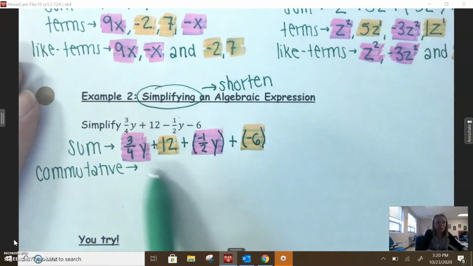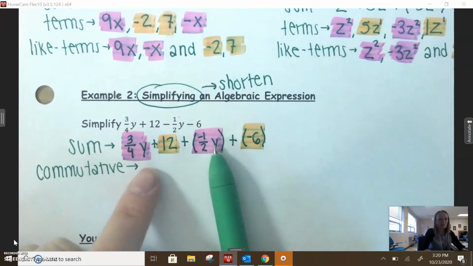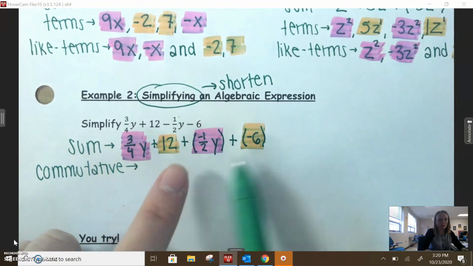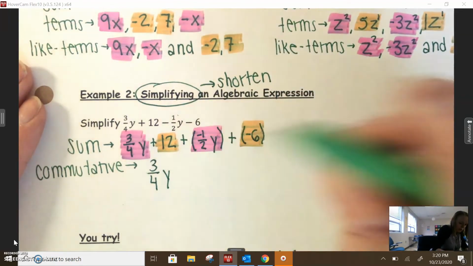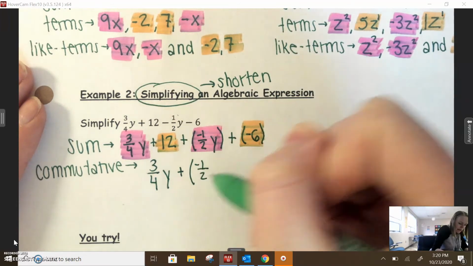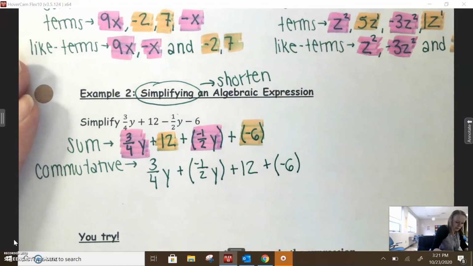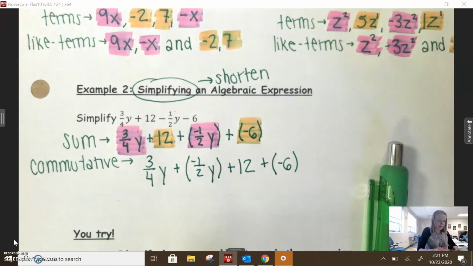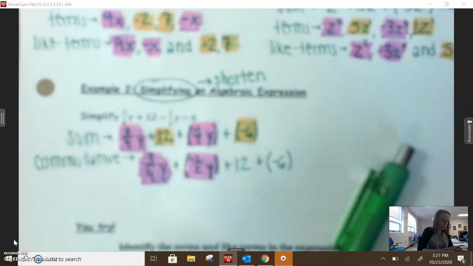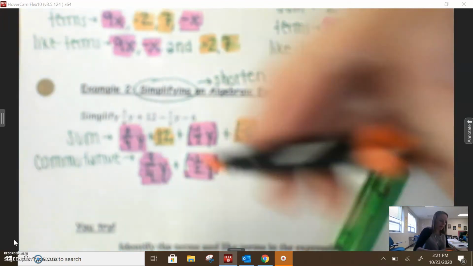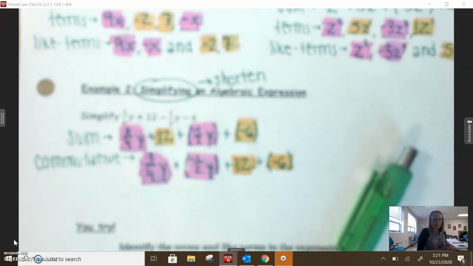So we can rearrange these in a different order, so that way it might be easier to see how to solve this. So basically what I'm going to do is write them in a new order where my pinks are next to each other and my oranges are next to each other. So it just might be easier to read. So I'll have 3/4 y plus -1/2 y plus 12 plus -6. So like I said, this step is kind of optional. It's up to you. It might be helpful to see both of your like terms that you're going to combine directly next to each other. So really all I did was put my pinks next to each other and I put my oranges next to each other.